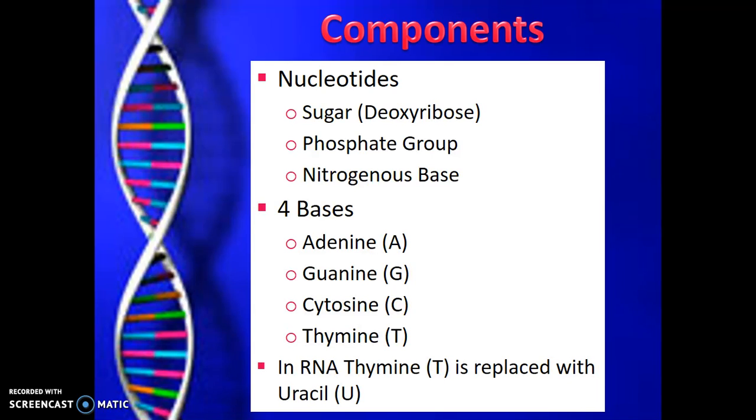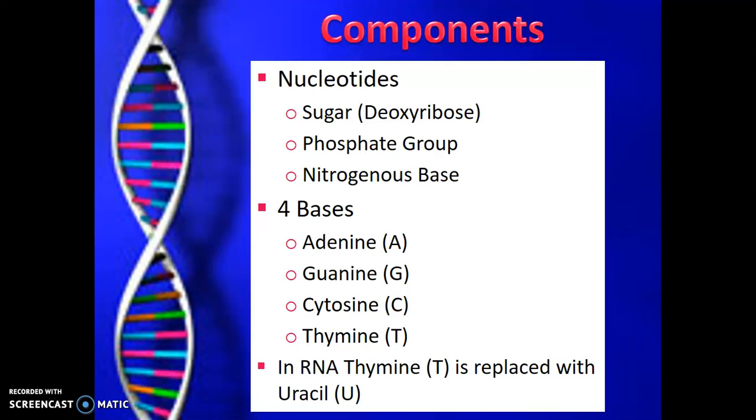So remember, in our very, very first unit, we talked about the 4 biomolecules. DNA is a nucleic acid, one of the 4 biomolecules. And remember that all nucleic acids are made of nucleotides. And also remember that nucleotides are made out of 3 parts: a sugar, a phosphate group, and a nitrogenous base. And in DNA, the specific sugar is deoxyribose. That's why it's called deoxyribonucleic acid.